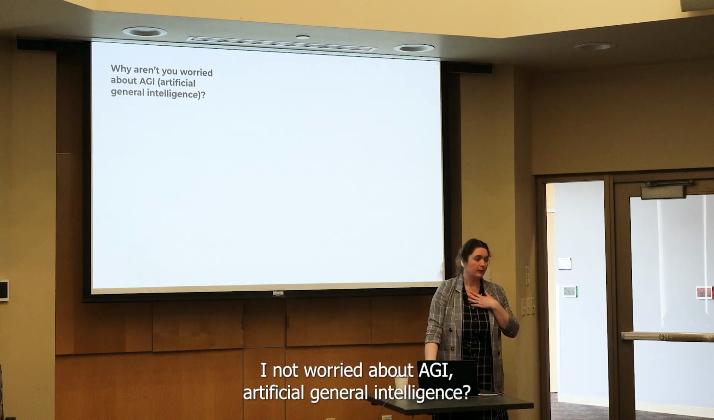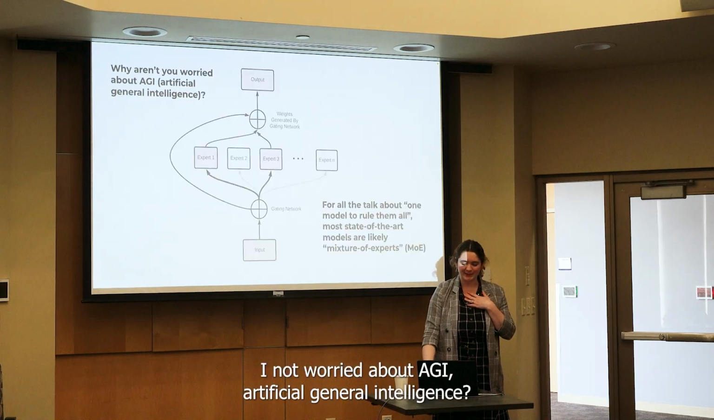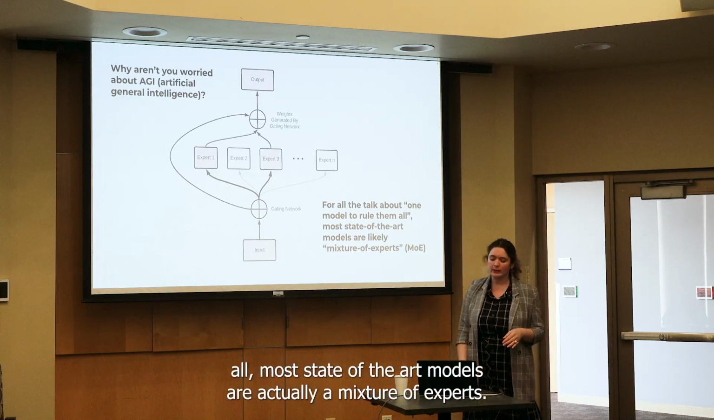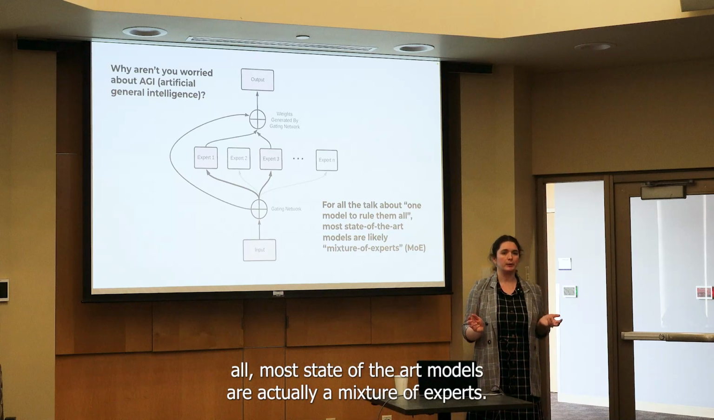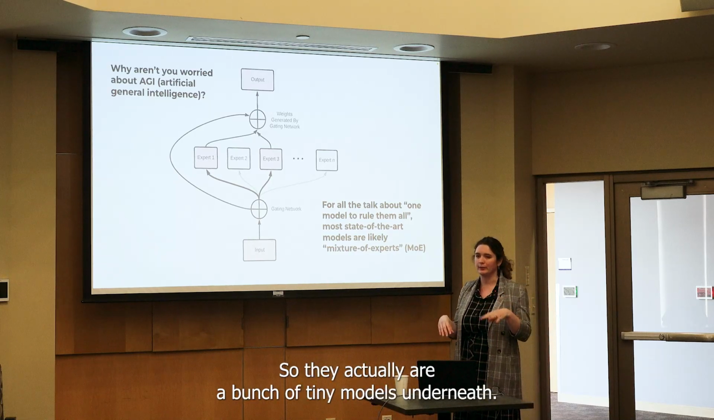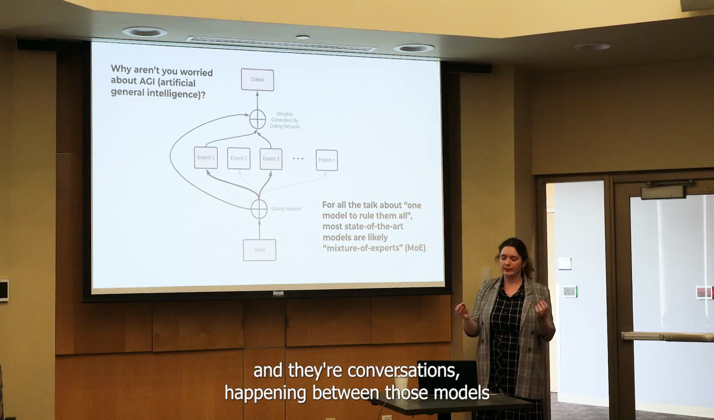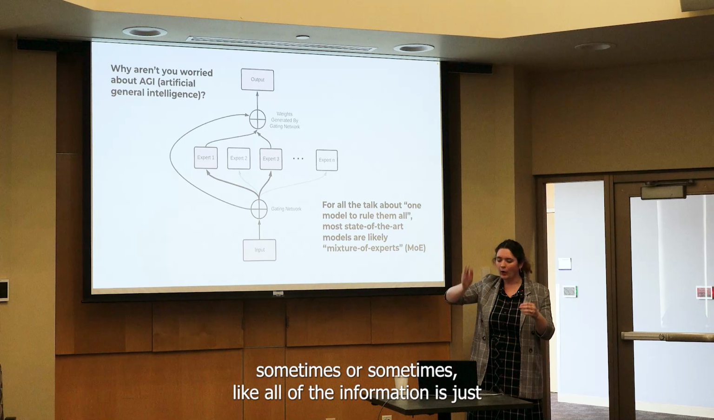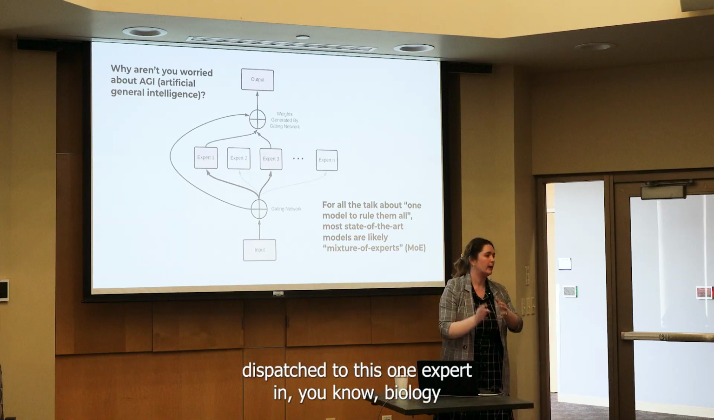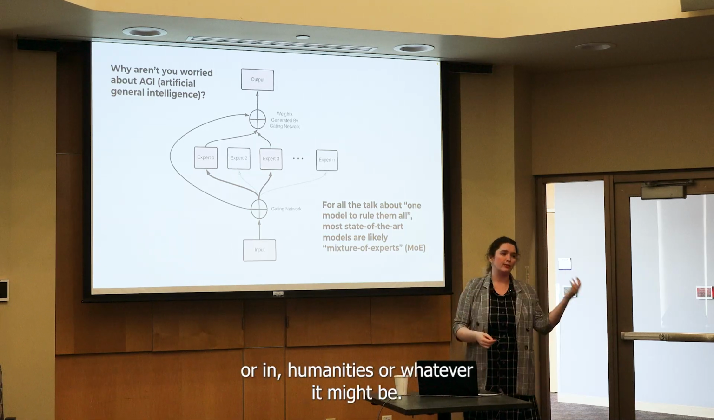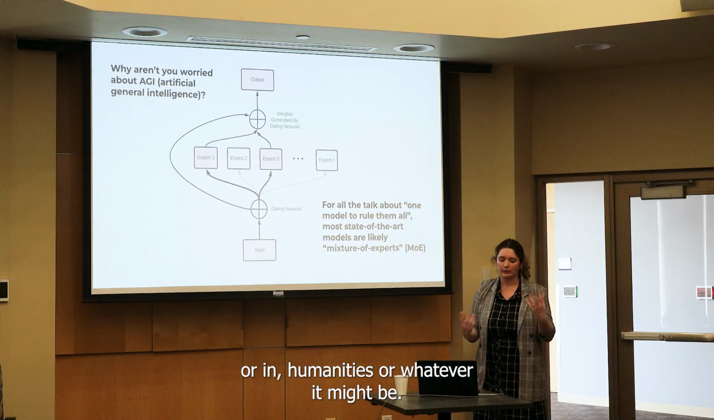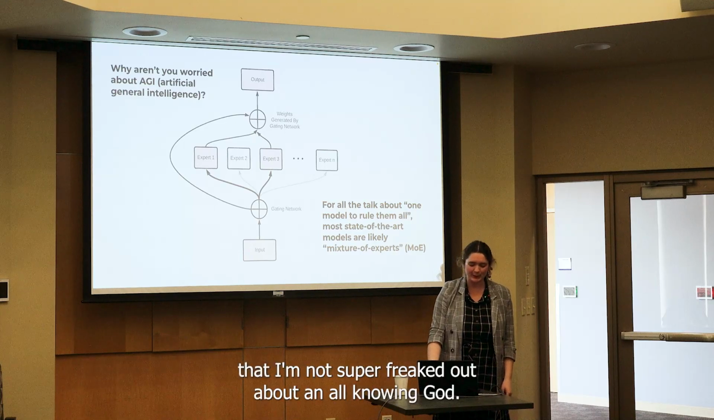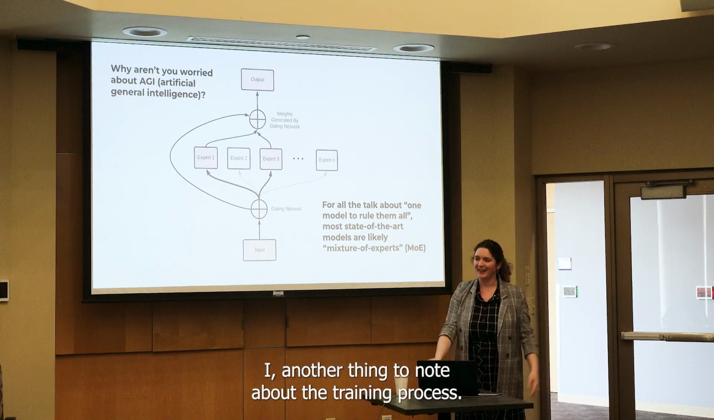So why am I not worried about AGI, artificial general intelligence? Well, for all of the talk of one model to rule them all, most state-of-the-art models are actually a mixture of experts. So they are a bunch of tiny models underneath, and there are conversations happening between those models sometimes, or sometimes all of the information is just dispatched to one expert in biology or in humanities or whatever it might be. So that's one of the reasons that I'm not super freaked out about an all-knowing God AI.